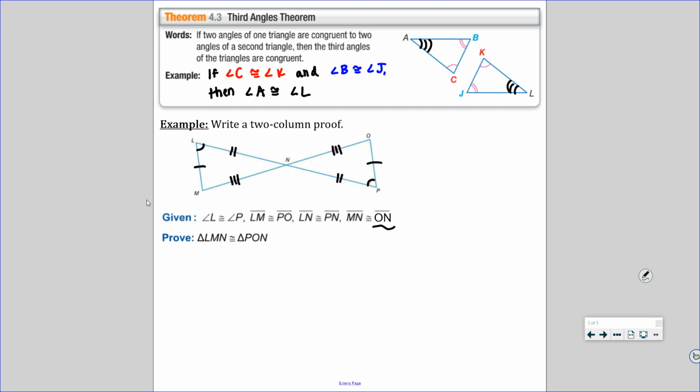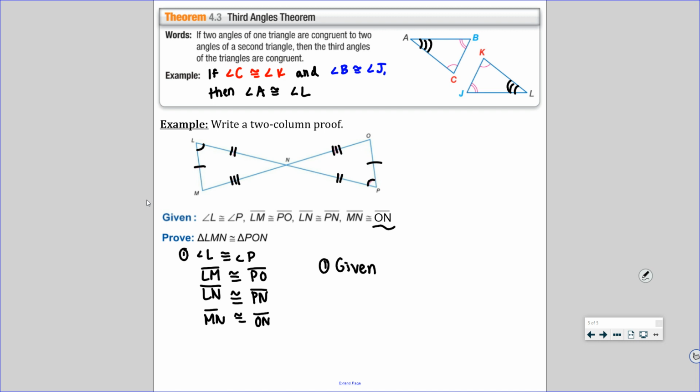Now, remember in the two-column proofs, anything that's given to you, you have to state. So my very first step in this proof would be to state all that stuff that's given to me. So you're just going to recopy all this. Angle L, I'll do it in the same order as them so you don't get confused, is congruent to angle P. Side length LM is congruent to side length PO. Side length LN is congruent to PN. And side length MN is congruent to ON. And then over here in the second column, you have to give your reason, and this is just given.